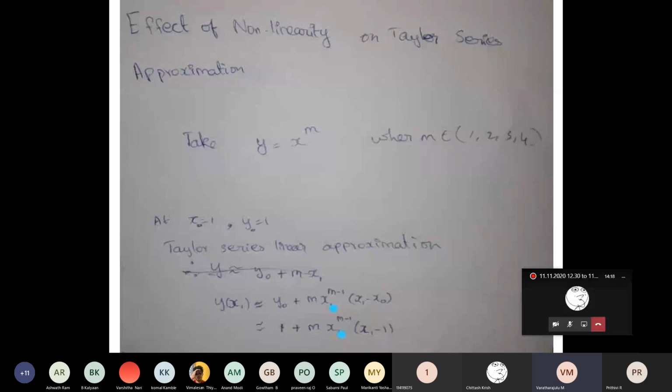So now the Taylor series approximation formula will become y of x1 equal to y naught plus m x naught power m minus 1 into x1 minus x naught. So y naught will be 1, so substitute them, and x naught also will be 1.